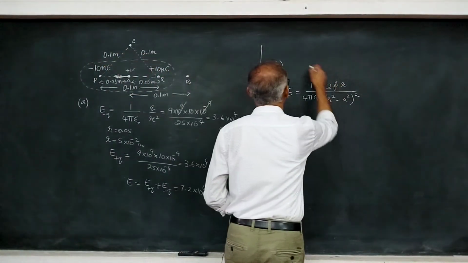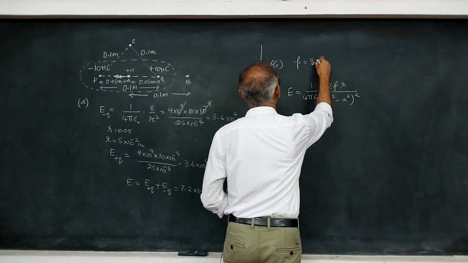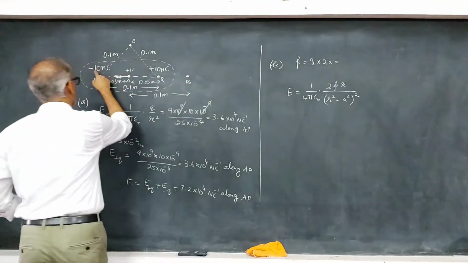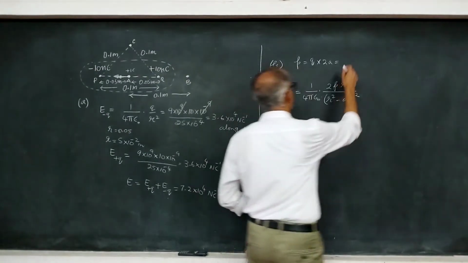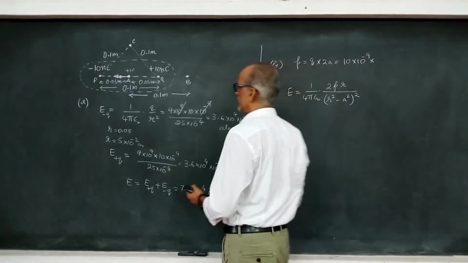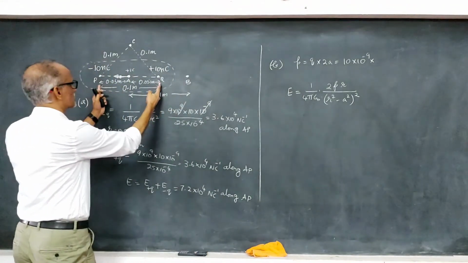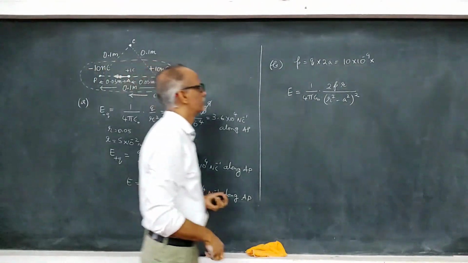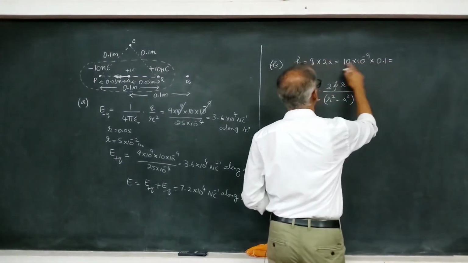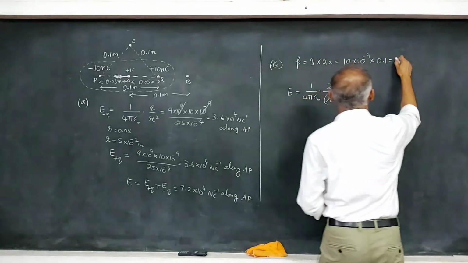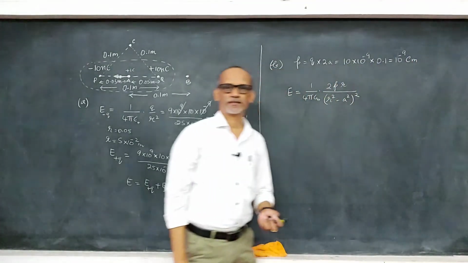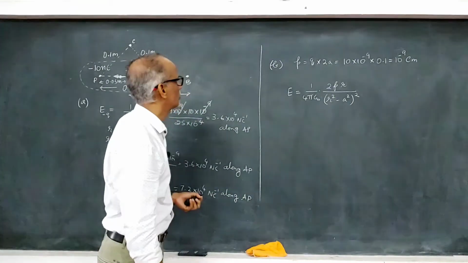So now what is P, the dipole moment, which is Q into 2A. So what is the value of Q? Q is 10 nanocoulomb. Q is 10 into 10 to the power minus 9. 2A is the separation between the two charges, which is 0.1. So 10 into 0.1 is 1. So we get 10 to the power minus 9 Coulomb meter. That is the SI unit of electric dipole moment. So we have found P.